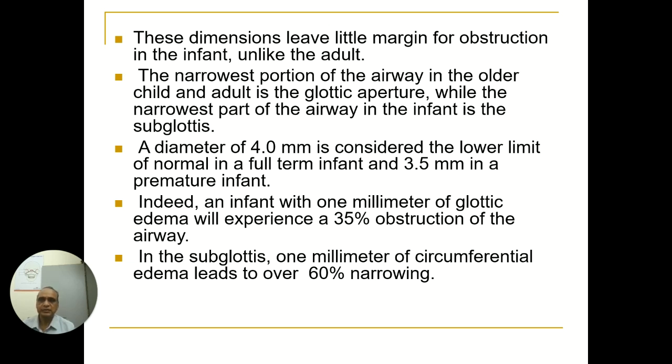The diameter of the subglottic area in the newborn is 4 millimeters, the lower limit of normal in a full-term infant, and it is 3.5 millimeters in a premature infant. Indeed, an infant with 1 millimeter of subglottic edema can experience 35% obstruction of the airway. It all depends on the circular structure; pi r square is the area formula. That's why 1 millimeter is enough to reduce the total available area by 35% in tubular structures. That has a greater effect leading to obstructive pathology. In the subglottis, 1 millimeter of circumferential edema leads to over 60% narrowing. This has a lot of significance.